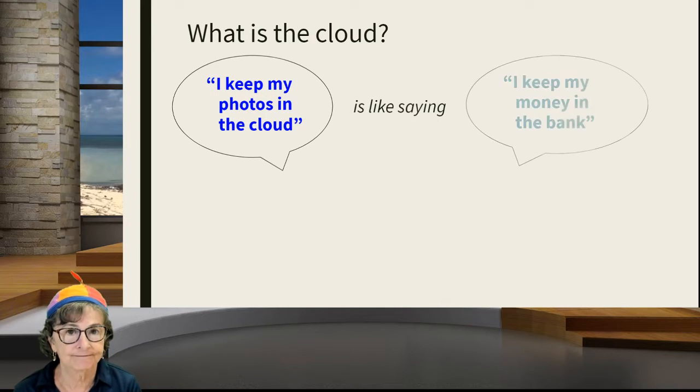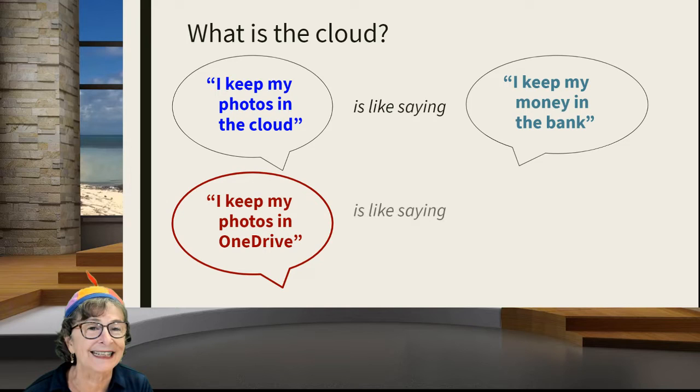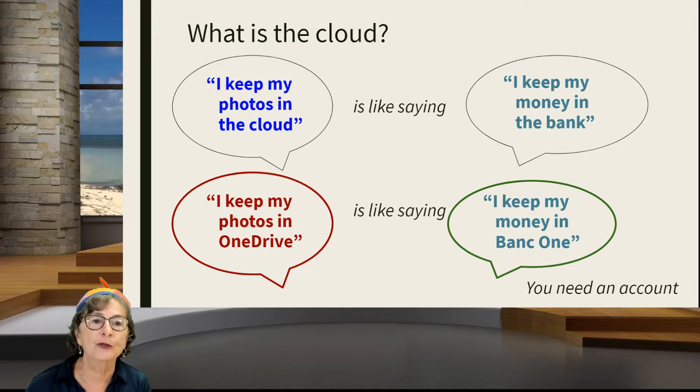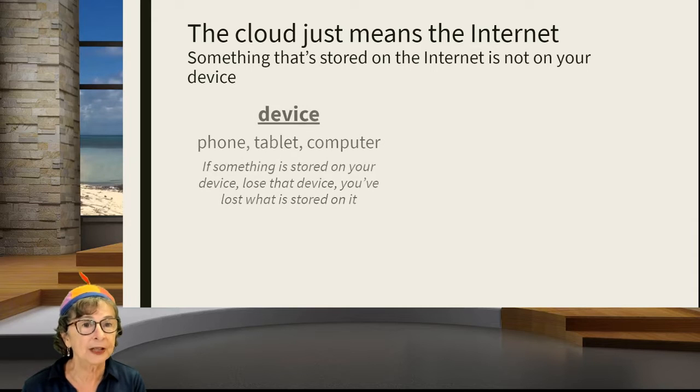So what is the cloud? I love analogies. Saying I keep my photos in the cloud is truly like saying I keep my money in the bank. Notice the lowercase c. We're just talking about a generic place, and the lowercase b. You're not saying what bank. Saying I keep my photos in OneDrive is like saying I keep my money in Bank One. You need an account. That is saying specifically where they are. So the cloud is like the bank. And very secure, kind of like the bank, too.